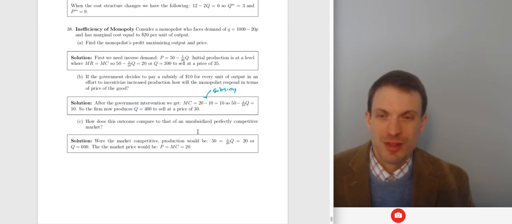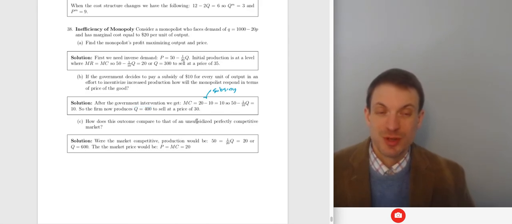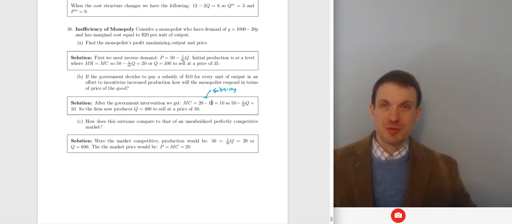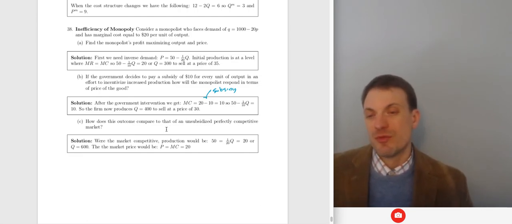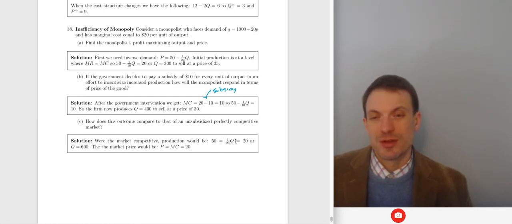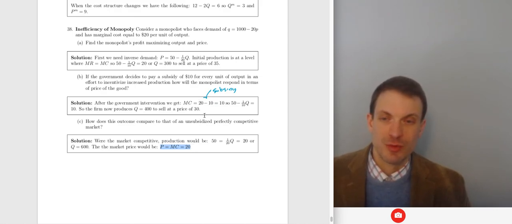How does this compare to the unsubsidized competitive market? Suppose rather than having a subsidized monopoly, we just had a competitive market. Well, if we had a competitive market, production is going to be 50 minus 1/20th Q equal to 20, right? The market demand equal to the marginal cost. We get a quantity of 600, and the market price would be 20. Right? So we'd get a lot more with a competitive market than we would with our subsidized monopoly.